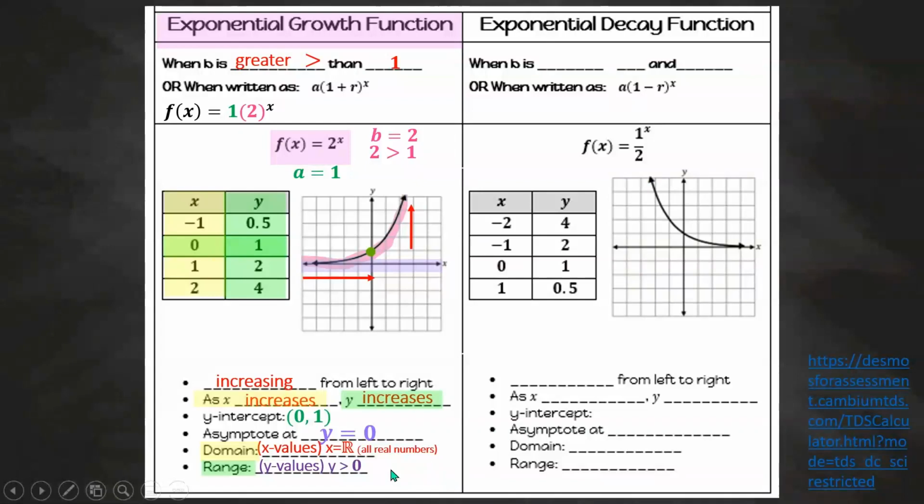All right, so let's talk about exponential decay. Exponential decay is when b is between 0 and 1. It can also be written as a times 1 minus r to the power of x, because if I'm taking something away from 1, then it's going to be between 0 and 1. Okay, an example of this would be 0.25 or 1/2.